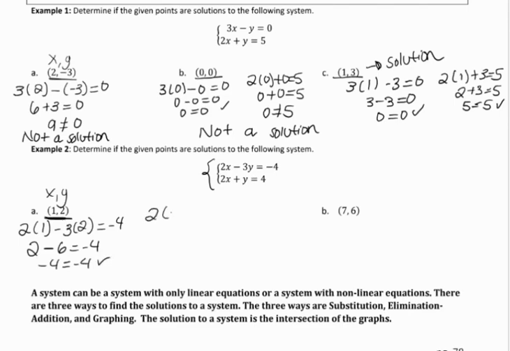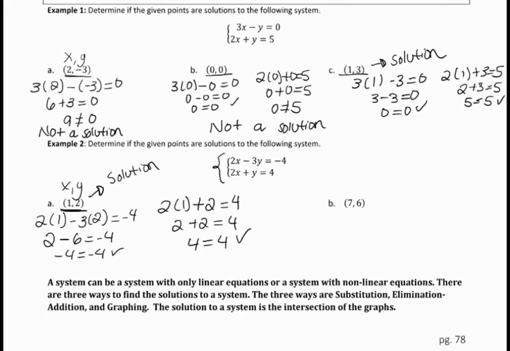So we have 2 times 1 plus 2 equals 4. 2 times 1 is 2, 2 plus 2 is 4. 4 equals 4. Yes. So that means this point is a solution. All right. Example B.